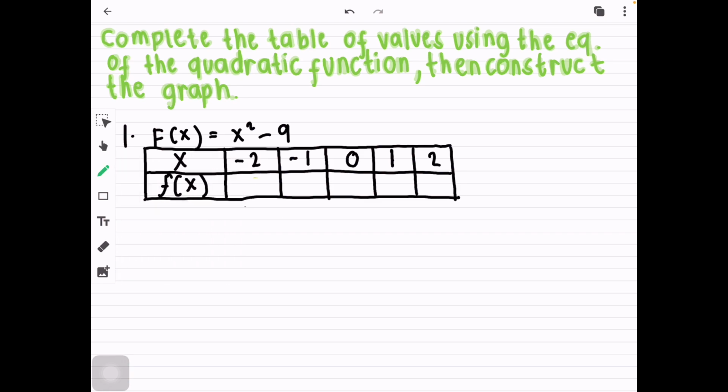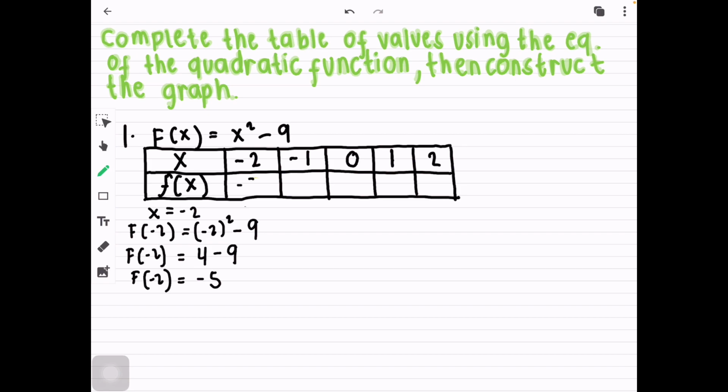So kung ang x ay equal sa negative 2, papalitan lang natin lahat ng x ng negative 2. Okay, so we have f of negative 2 equals negative 2 squared minus 9. Ulitin ko, yung x binura, pinalit ng negative 2. Yung x ulit binura, pinalitan ng negative 2, and then copy squared minus 9. Okay, so we have negative 2 times negative 2, that is positive 4, minus 9. Okay, so 4 minus 9, negative 5. And this is our answer for f of negative 2.